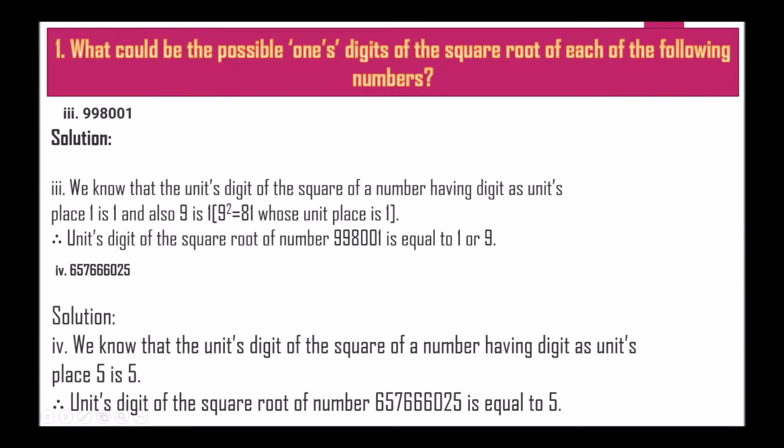Like 98,001. Here the unit place is 1. So the digit is also 1 and also 9 because 9 is 1. So 9 square equals to 81 whose unit place is 1. So it can be 1 or 9 at the unit digit. Here the unit place is 5. So it is possible the unit place is 5. So unit digit of a square root of a number is equal to 5.